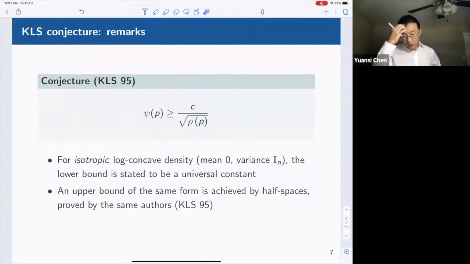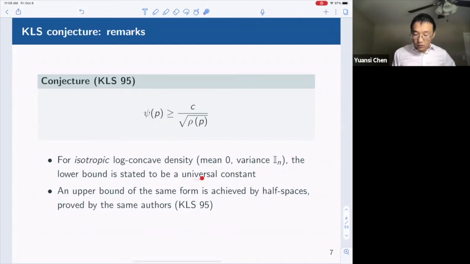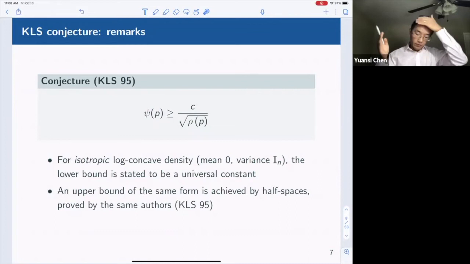A few remarks. For an isotropic log-concave density, if you normalize the density to have mean zero and covariance identity, then the lower bound is just a universal constant. You do this normalization based on the covariance. Another thing is that an upper bound for this isoperimetric coefficient is achieved by half spaces. If you only consider boundaries of the form hyperplanes, you will be able to achieve a constant upper bound for this isoperimetric coefficient. So you can also see that the normalization is based on how much you can get by cutting the space using hyperplanes.